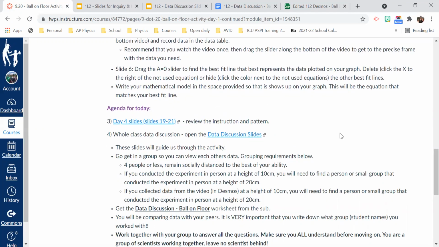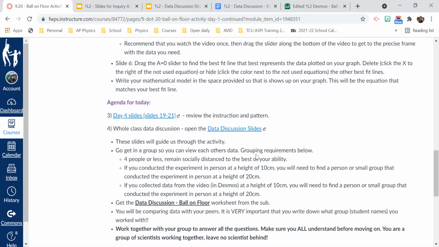The big part that y'all are going to be doing is this data discussion slides. So this is something new. This is helping you understand what the mathematical model means. And to do that, we're going to be comparing some points. We couldn't really do that with the pendulum experiment because we all had the same angle and we all had the same data. But in this case, we're going to have in-person groups. You can see here with 10 and 20 centimeters. We're going to have Desmos groups of 10 and 20 centimeters.